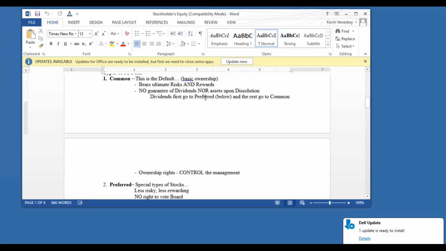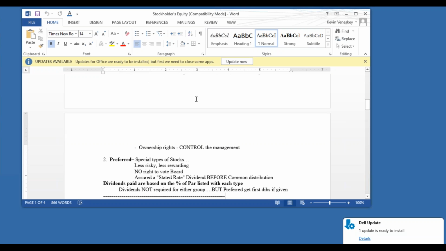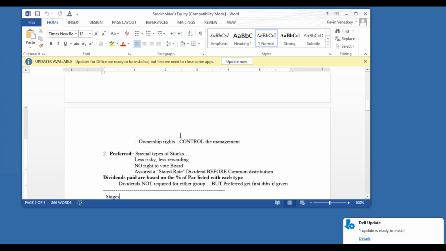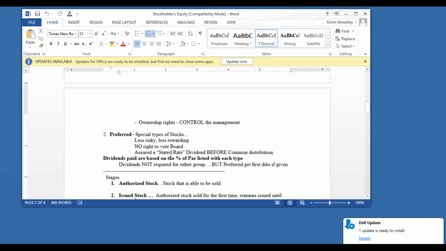But in that same example, if preferred are going to get 100, but they give out 1,000 in dividends, well, common stock gets to reap $900 in dividends. So ultimate risk, ultimate reward. And also the common stock are your owners. They are the ultimate owners who make and do the voting of the board of directors and whatever's going to happen. They have the control.